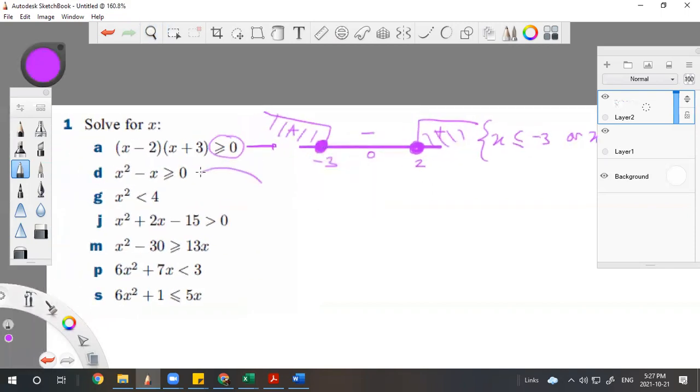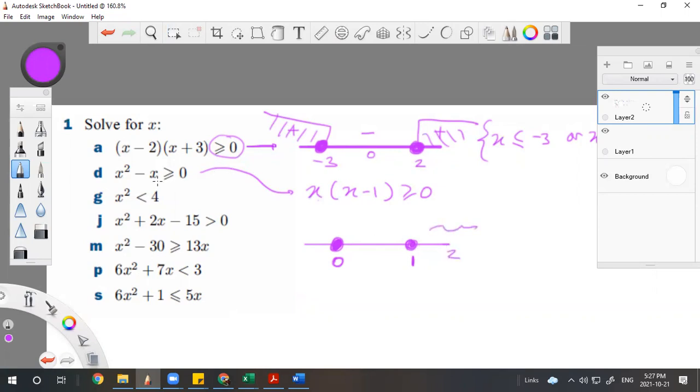How to do part D? You have to factorize first. x times x minus 1, right? As simple as that. So we have number 0 here and 1, right? And then you pick any number. You cannot pick 0 because 0 is right here. You have to pick the other number. I want to pick 2. Can I? 2 is around here, right?